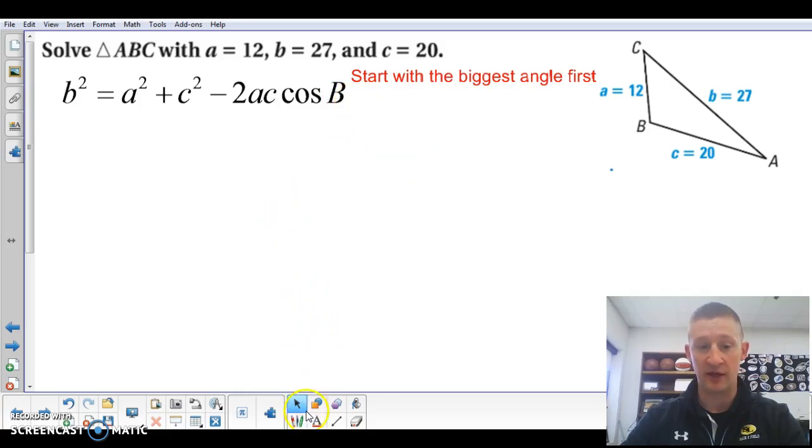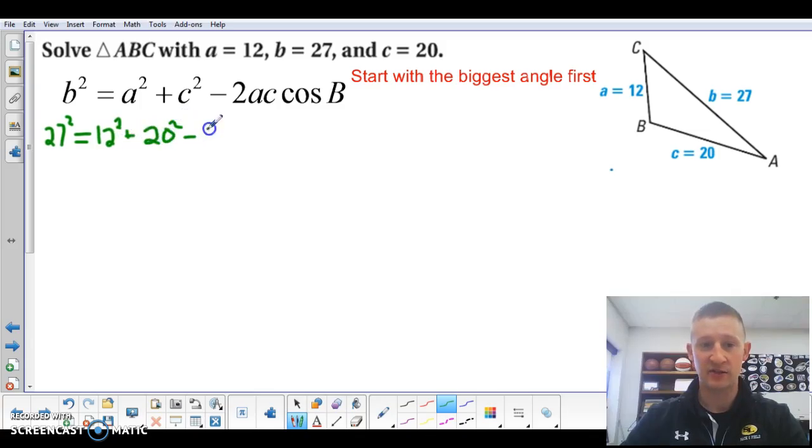And then I'm going to go ahead and play the wonderful algebra game of plug stuff in. So if we plug some things in here, B is 27, so we're going to have 27 squared on one side is equal to A squared, well that's 12 squared, plus C squared, C is 20, so we got 20 squared right here, minus 2 times A, which again is 12, times C, which again is 20, times the cosine of B, which we don't know, but we'll be able to figure out.